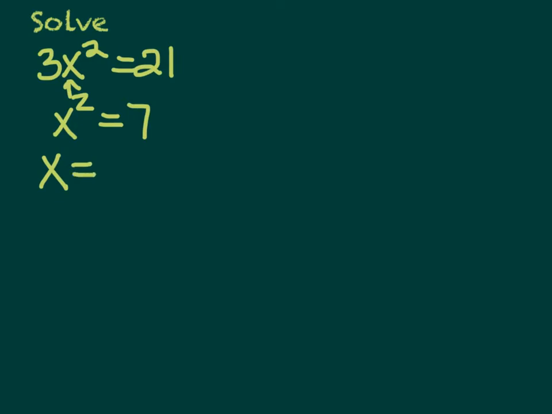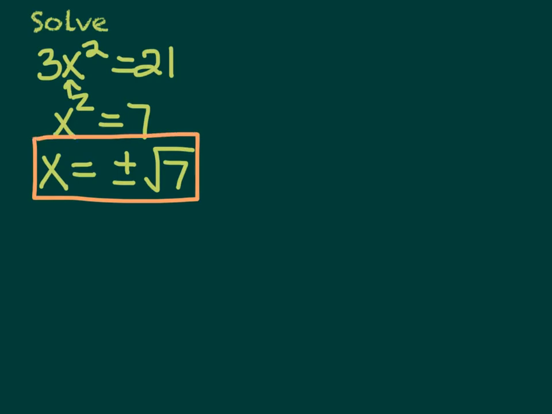Now, this is when you want to do plus or minus the square root of 7. Because if I plugged the square root of 7 in here for x and squared it and then multiplied it by 3, I'd get 21. If I plugged negative square root of 7 here for x and squared it, I'd get 7 times 3 is 21. So they both work in this equation. Remember, simplifying, we aren't going to do plus or minus. When we're solving, that is when you do plus or minus.